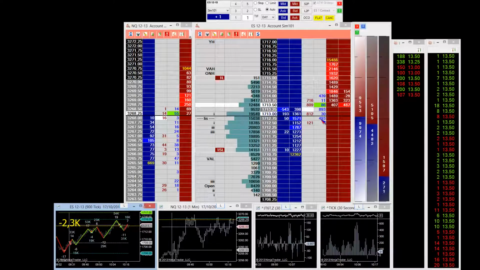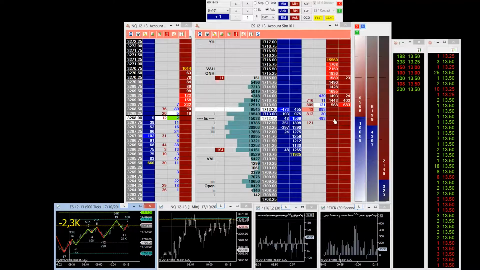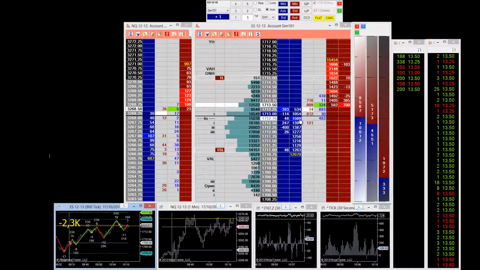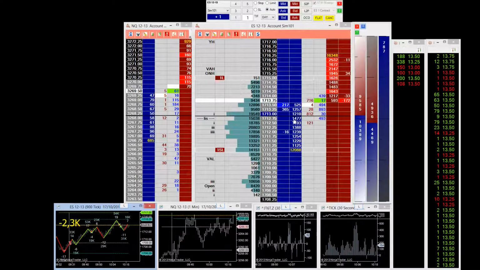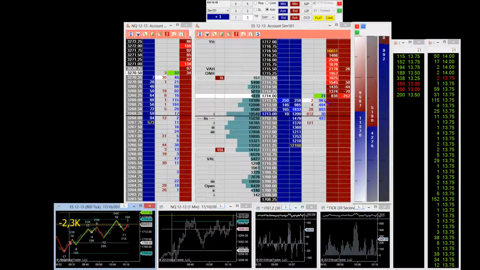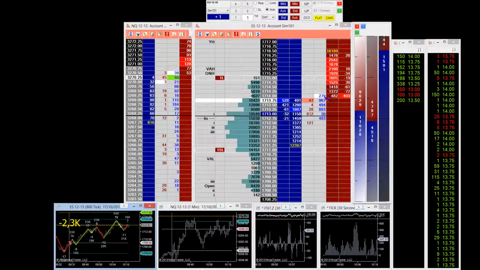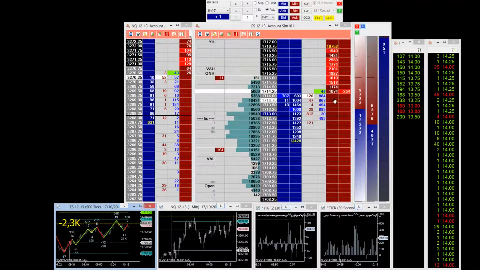Okay, now where do we get out? At 1712.75, I've got 1500 contracts in front of me. So I can say, okay, if those 1500 contracts start to disappear, or the sellers start to aggressively trade into those 1500 contracts, then yeah, I should probably exit that trade. So I can say, okay, that's my line in the sand now, 1500 contracts. But now I can see the buyers are coming in. Okay, got through 1714.